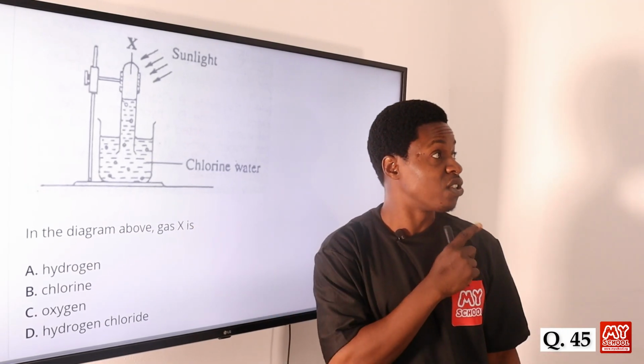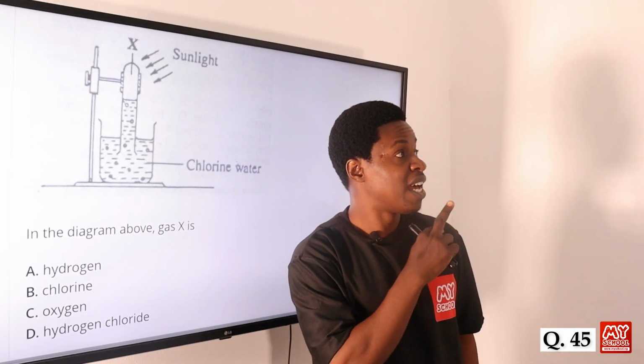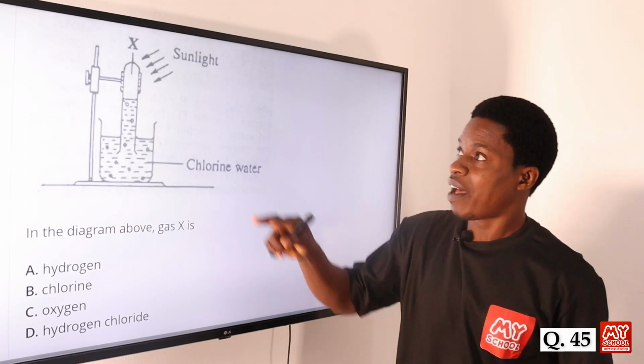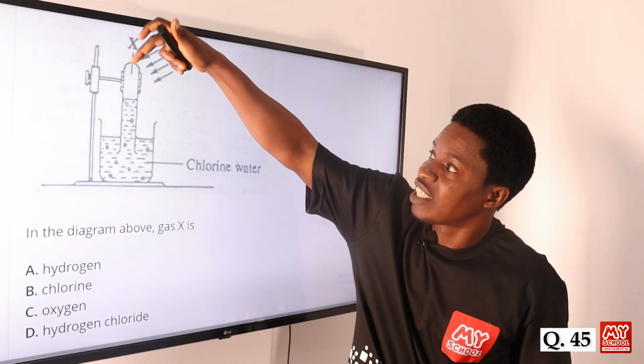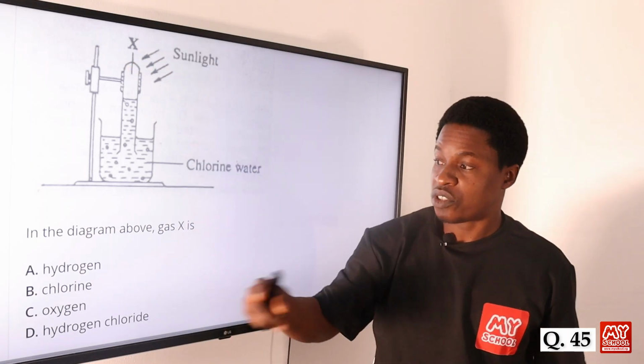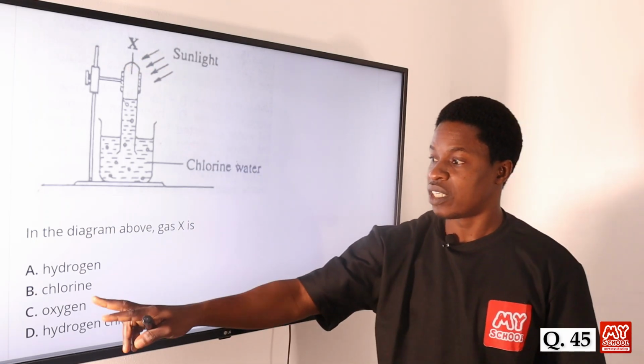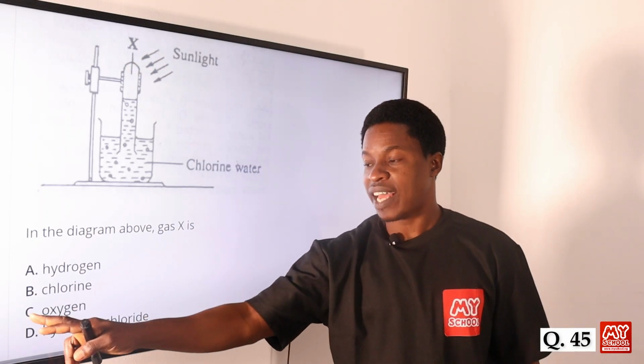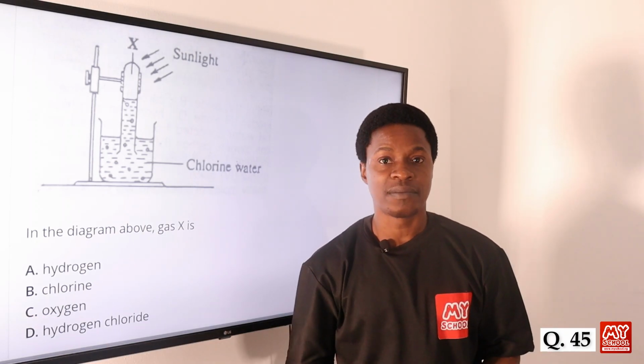We just saw that it is oxygen that we have as the gas X. So we have hydrogen chloride there, and the gas that is being produced at this point is what? Oxygen. We saw that in the reaction. Option A says hydrogen, chlorine, oxygen. So the correct answer is option C, oxygen.